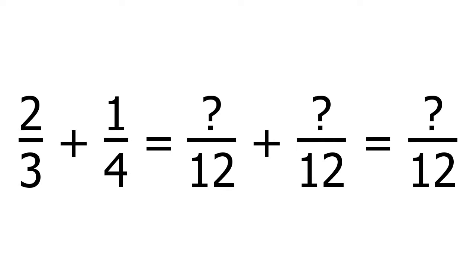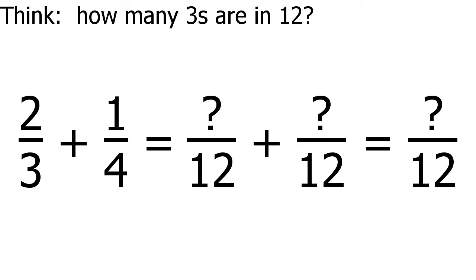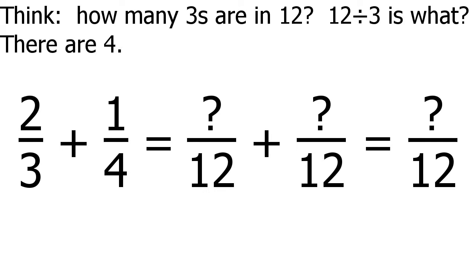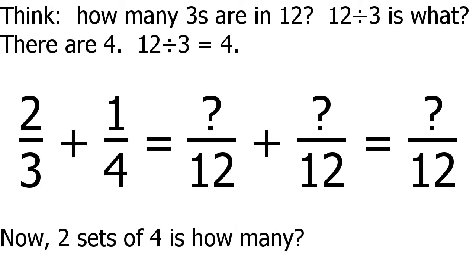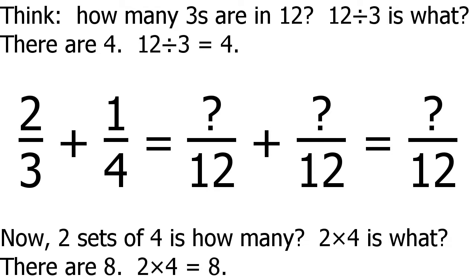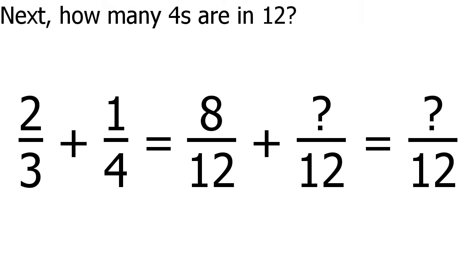Now let's return to our original question. Think, how many 3's are in 12? 12 divided by 3 is what? There are 4. 12 divided by 3 equals 4. Now, 2 sets of 4 is how many? 2 times 4 is what? There are 8. 2 times 4 equals 8. Thus, 2/3 equals 8/12. Next, how many 4's are in 12?